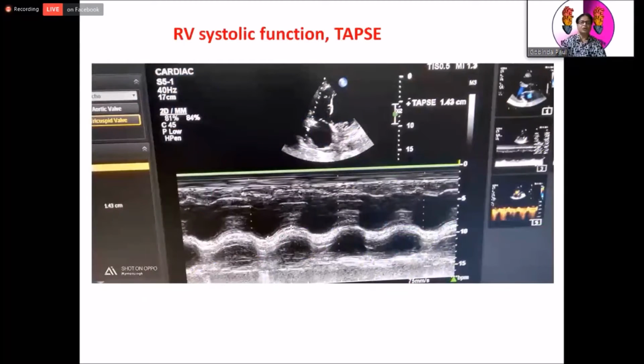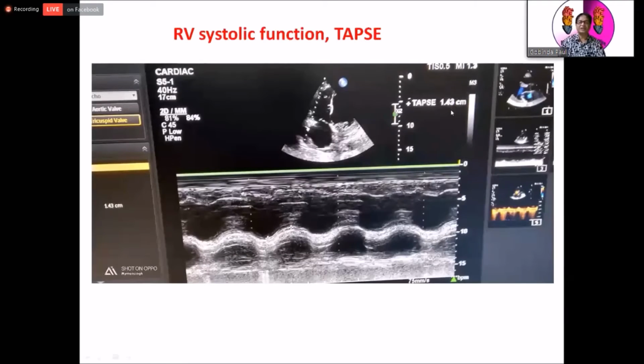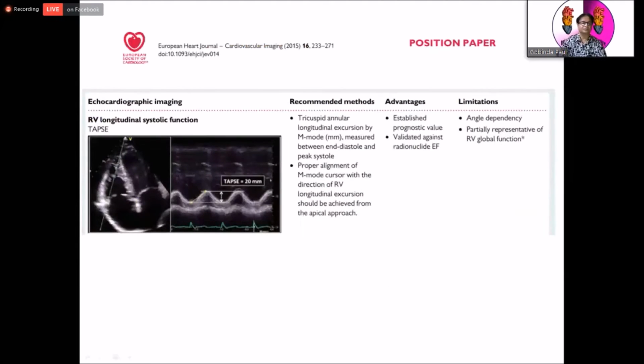Here also we like to try taking TAPSE across the tricuspid annulus, directed towards the movement of the tricuspid annulus towards the apex. Here the measurement is 14 millimeters, that means reduced, less than 17 millimeters. There is to some extent reduced RV global systolic function.